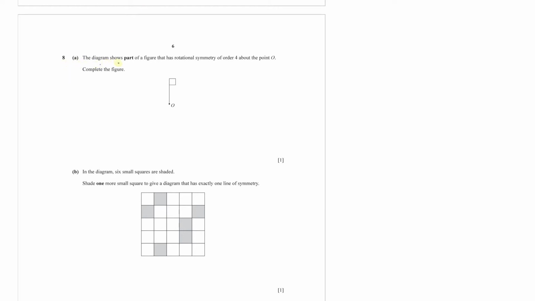Question 8 is, the diagram shows a part of a figure that has rotational symmetry of order 4 about the point O. Complete the figure. So if you have rotational symmetry of order 4, that means if you divide the full rotation 360 by the order 4, it equals 90 degrees. So that means this shape is repeated after every 90 degrees.